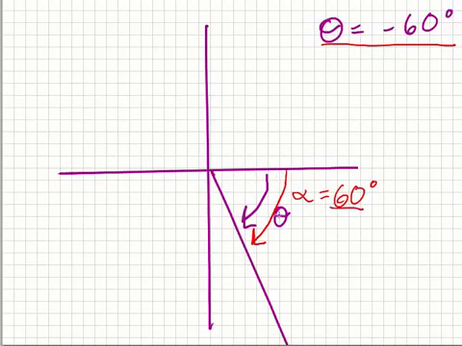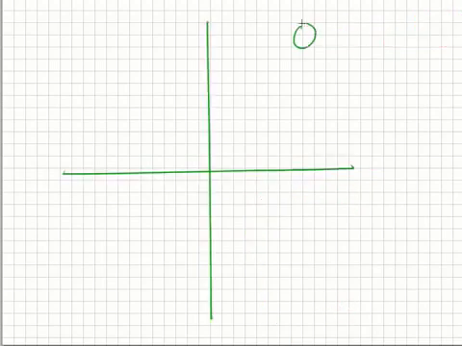And that tells us when we go to look at our trig functions, the values of the trig functions will be the same for positive or negative 60, with the exception that sine and tangent will both be negative in the fourth quadrant. So now let's consider the angle theta equals 210 degrees. What would our reference angle be?